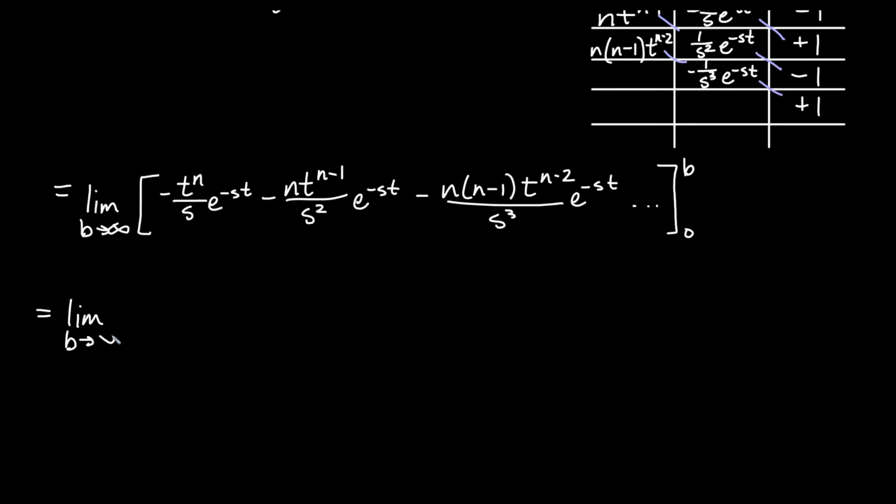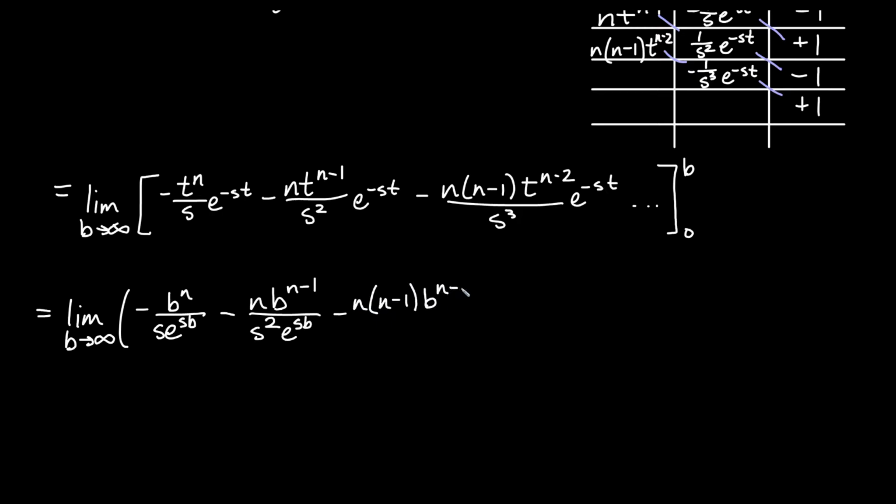So if we have the limit as b approaches infinity, and I plug in b everywhere there's a t, I'm going to get negative b to the n on top, and on the bottom, if I bump my exponentials down, I'll get s e to the sb, minus, then I have n times b to the n minus 1 over s squared, bumping my exponential down again, e to the sb, minus n times n minus 1, then we get b to the n minus 2 over, now this is s cubed, e to the sb.